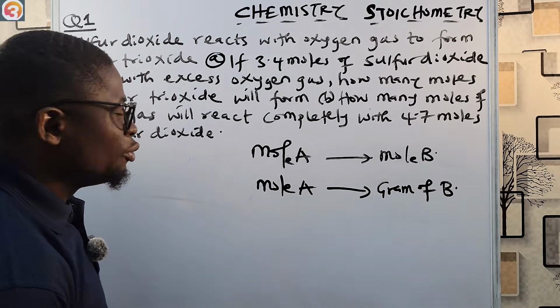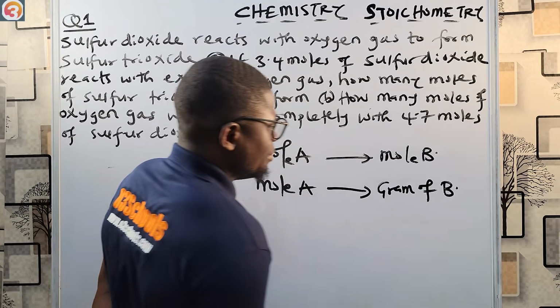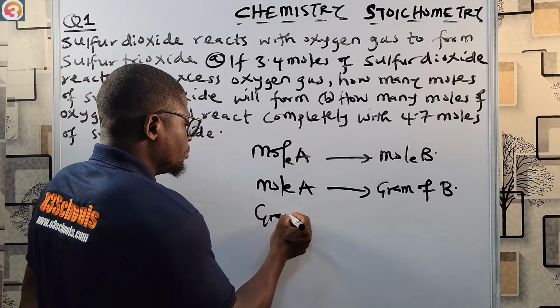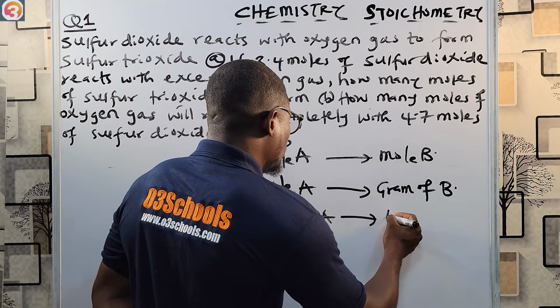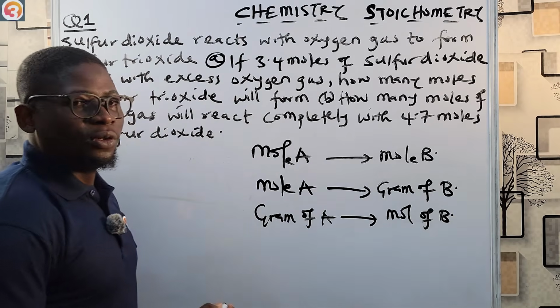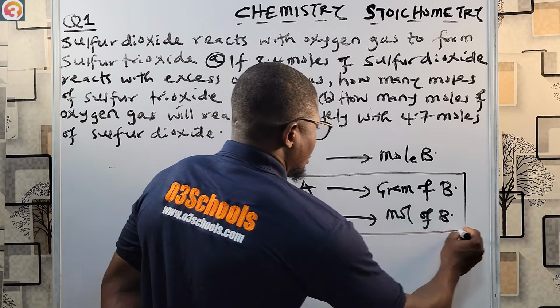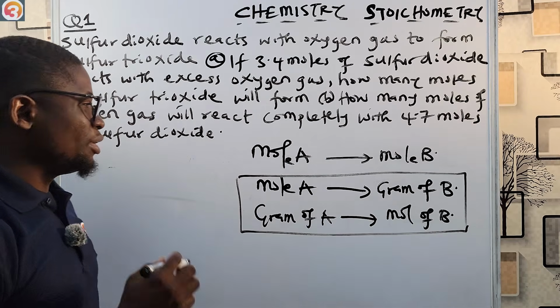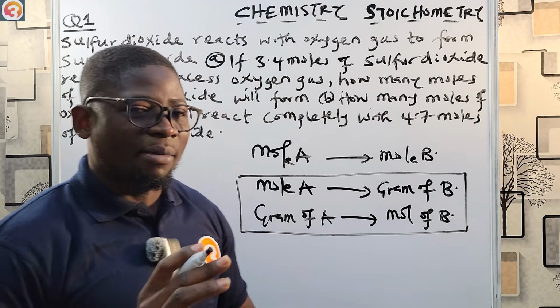So another type of problem we'll be giving is to convert from mole of a substance A to gram of a substance B, or from gram of a substance A to mole of a substance B. Okay? So this is another type of problem we are giving you in stoichiometry. It's also very easy, so please don't bring your mind down, because we're going to try to deal with it accurately.